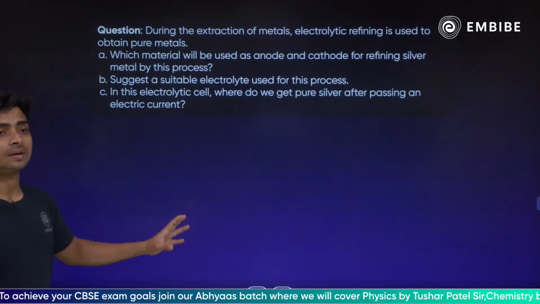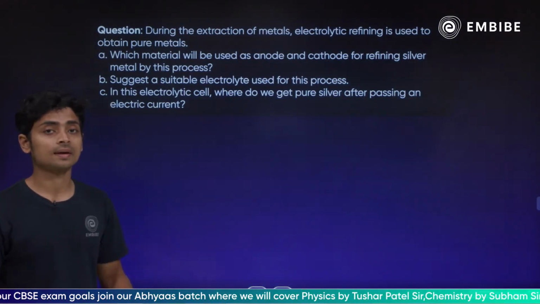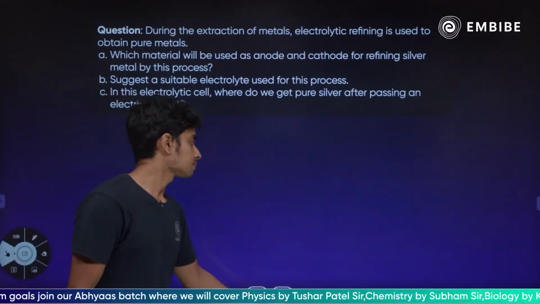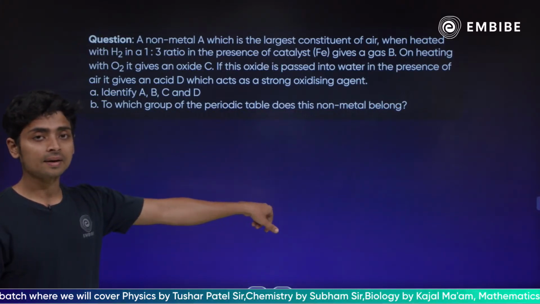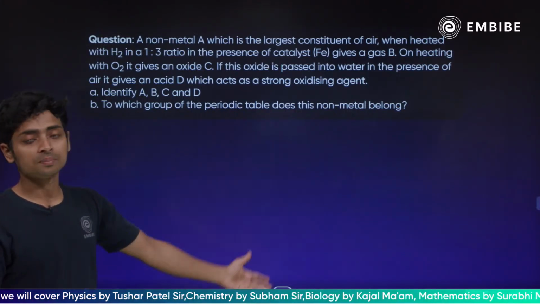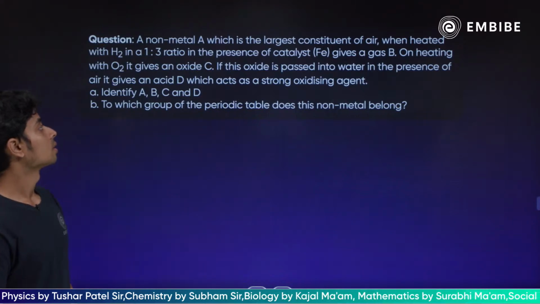So just remember, in electrolytic refining, you always get the pure metal at the cathode, that's the important part. Very rarely, in some cases, you can get a minority impurity metal at the anode.